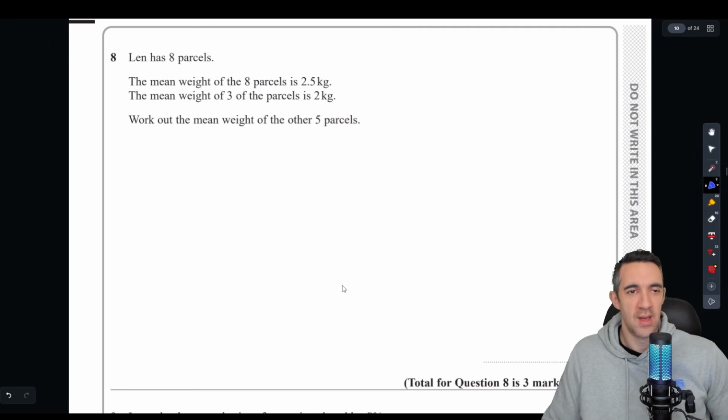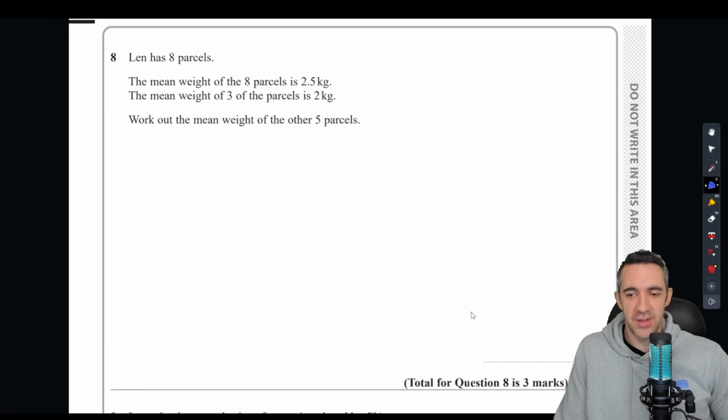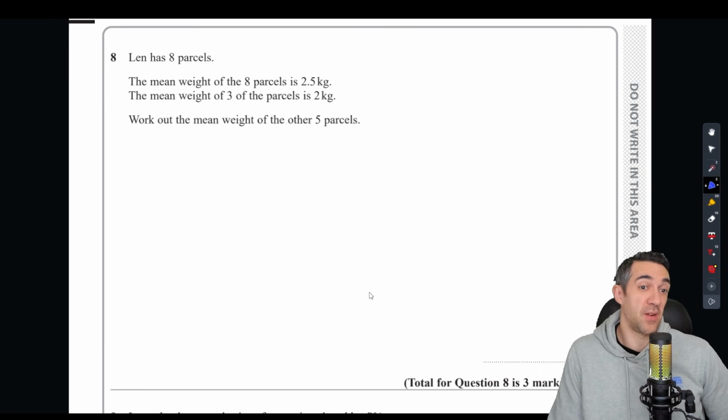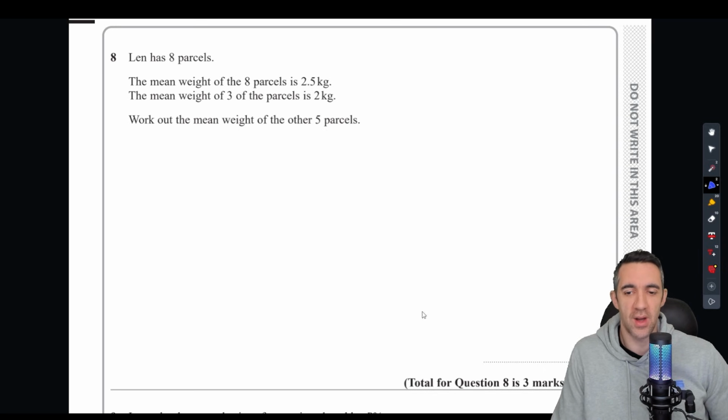Right, what have we got now? So Len has 8 parcels. Mean weight of the 8 parcels is 2.5 kilograms. Mean weight of 3 parcels is 2. Work out the mean weight of the other 5. 3 marks. Right, okay. So it's a combining means question. 3 marks. I can probably get 2 on this.